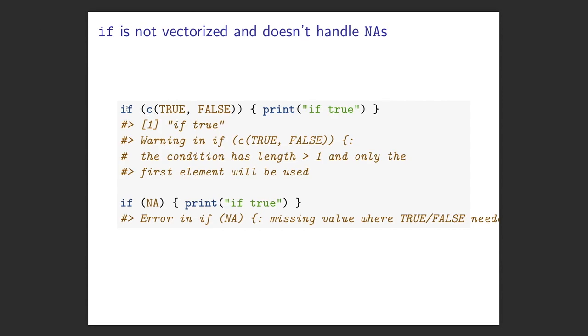So here, I give if a vector with true and then false. So it gives us this warning. It says the condition has length greater than 1, and only the first element will be used. So if we look at this code, we see if, and it just sees true. It ignores this. And when it's true, it does execute the code here, and that's why we get the output if true. The other thing about if is it can't handle NAs. If it gets an NA, like in the second example, it just gives you an error, and it will tell you it needs something to return true or false.